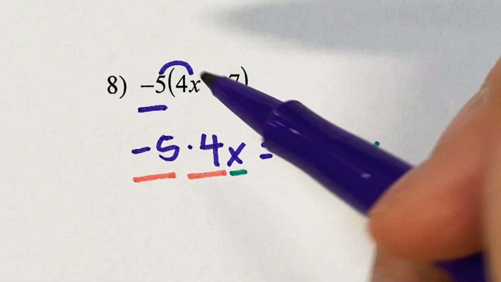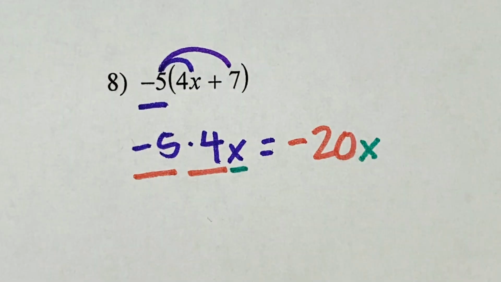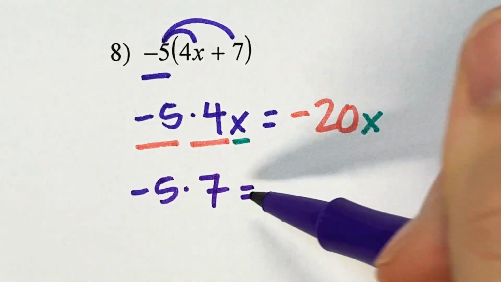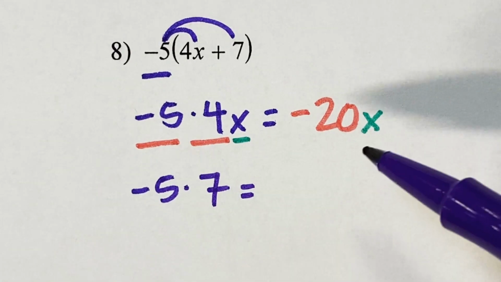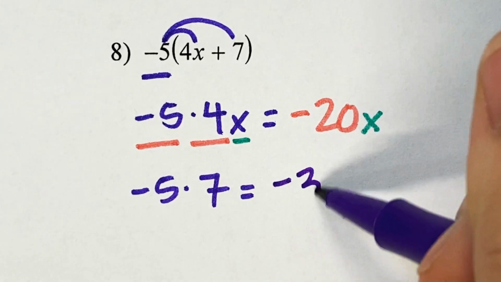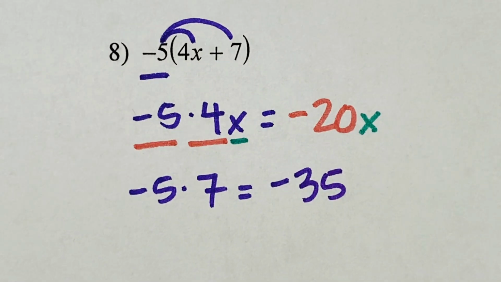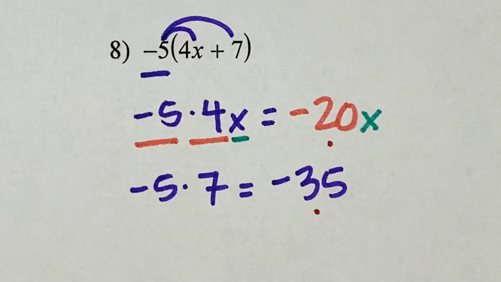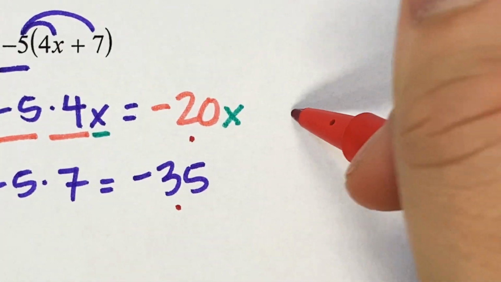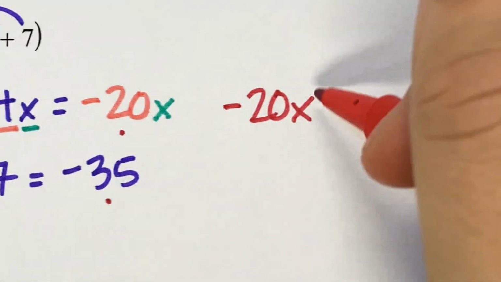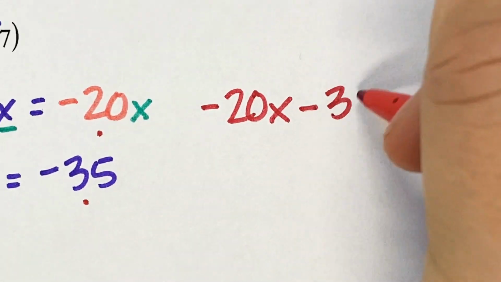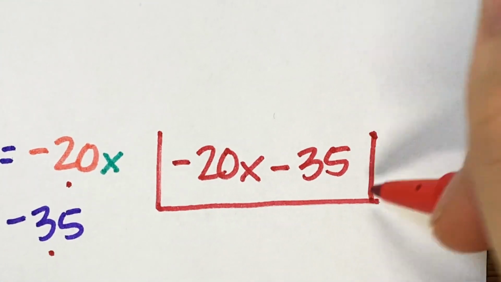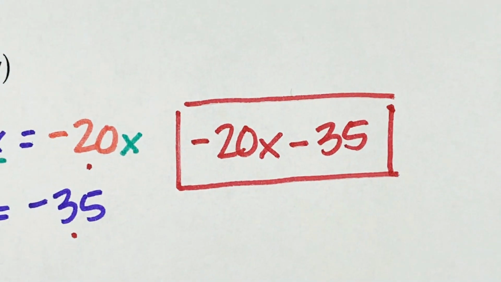Let's take our next step. Negative 5 then wants to multiply to positive 7. So negative 5 times 7 is just going to give me negative 35. Both pieces of our expression. Now just write them together. So we have negative 20x minus 35. And that is our final answer.